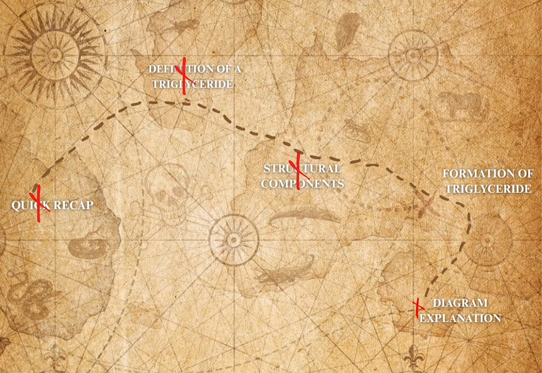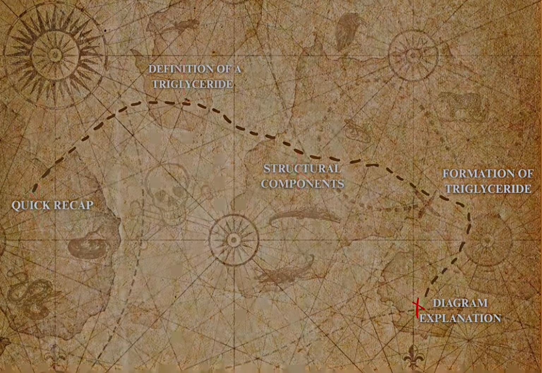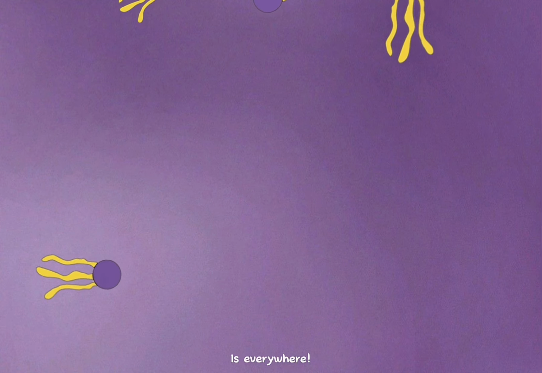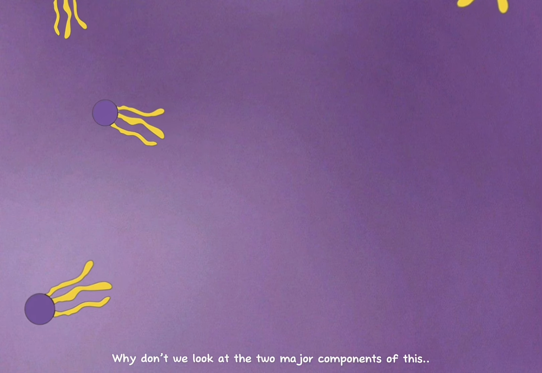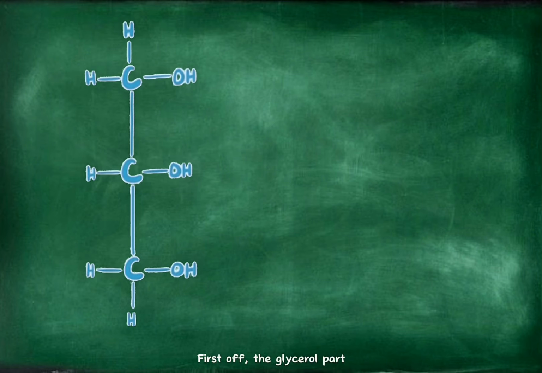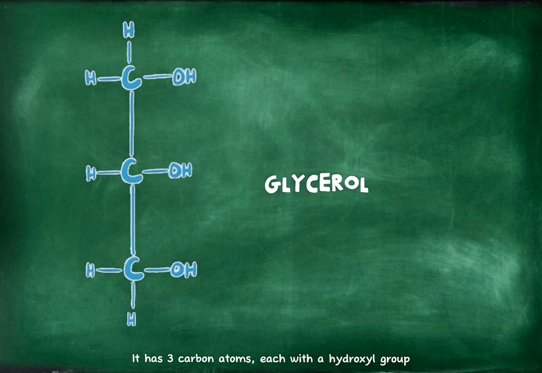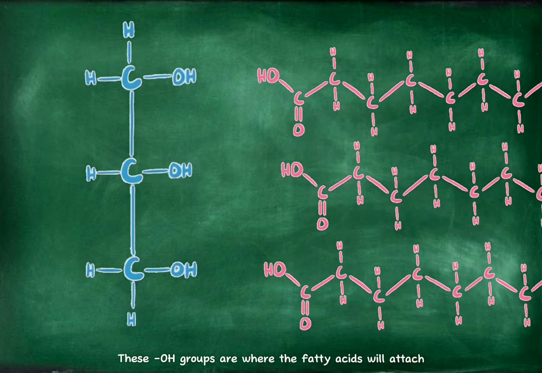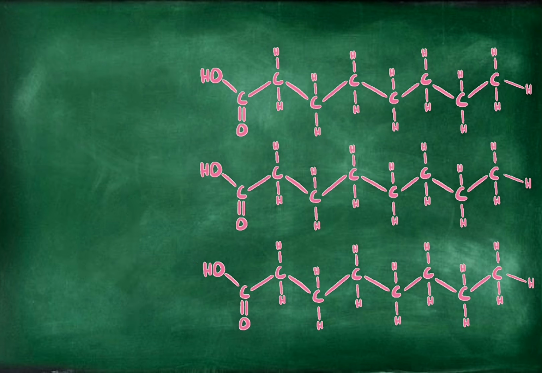Point 4. Its structural components. This thing is everywhere. Why don't we take a look at the 2 major components of this triglyceride thingy? First off is the glycerol part. It has 3 carbon atoms, each with a hydroxyl group, the OH. These OH groups are where the fatty acids will attach.